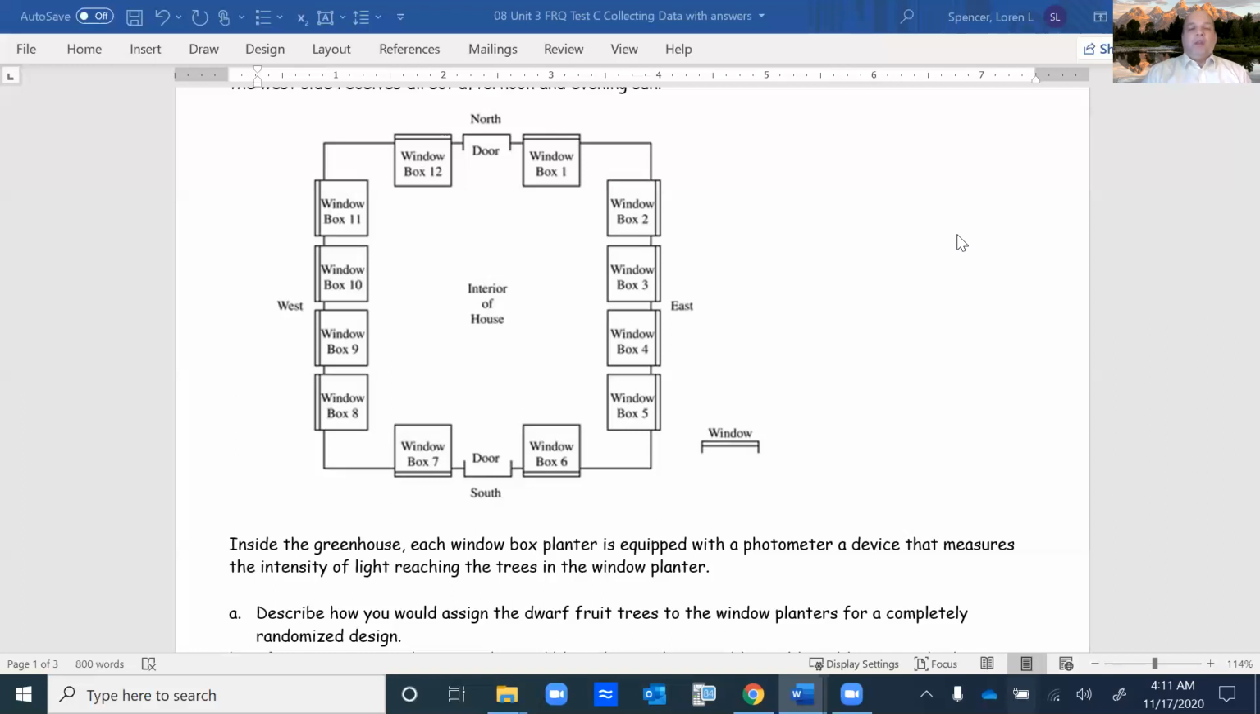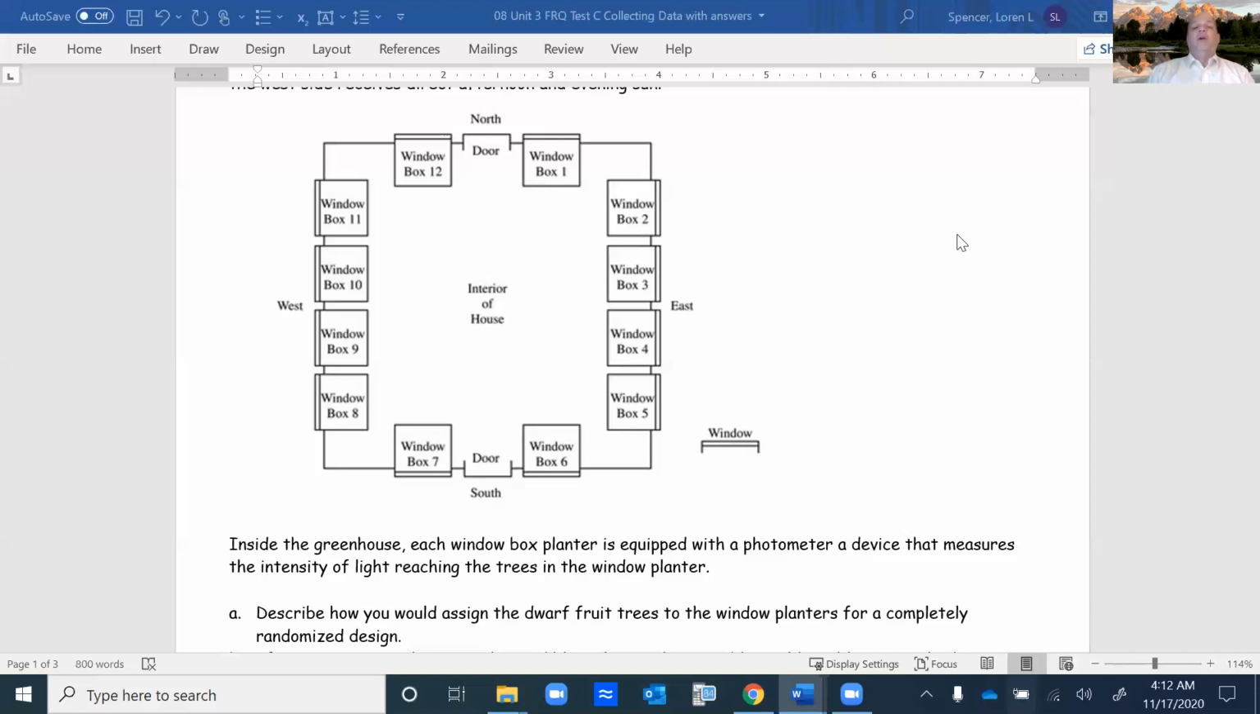I would do the same thing with the plum trees. I'd number the plum trees 1 to 12. I'd have 12 slips of paper that were numbered in a hat and mix. I'd go to window box 1 and draw. The plum tree associated with the number would go into window box 1. Therefore, I have at window box 1 a plum tree and an apple tree, and I would do this all the way around.